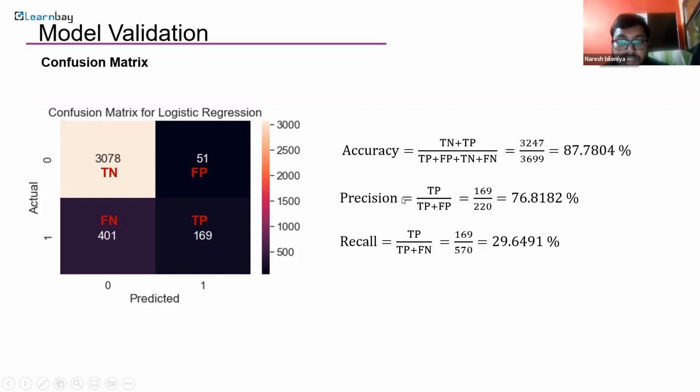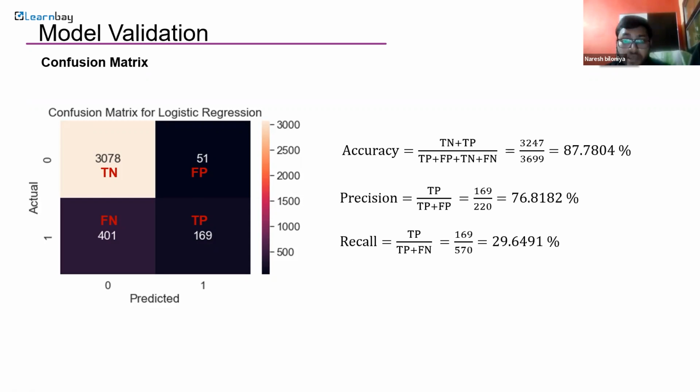And the precision. Precision is the ratio of true positives upon predicted positives. These are representing predicted positive numbers. So we are getting 76.81%. And recall is the true positives, meaning the number which was actually positive and the model also predicted positive, divided by actual positives.